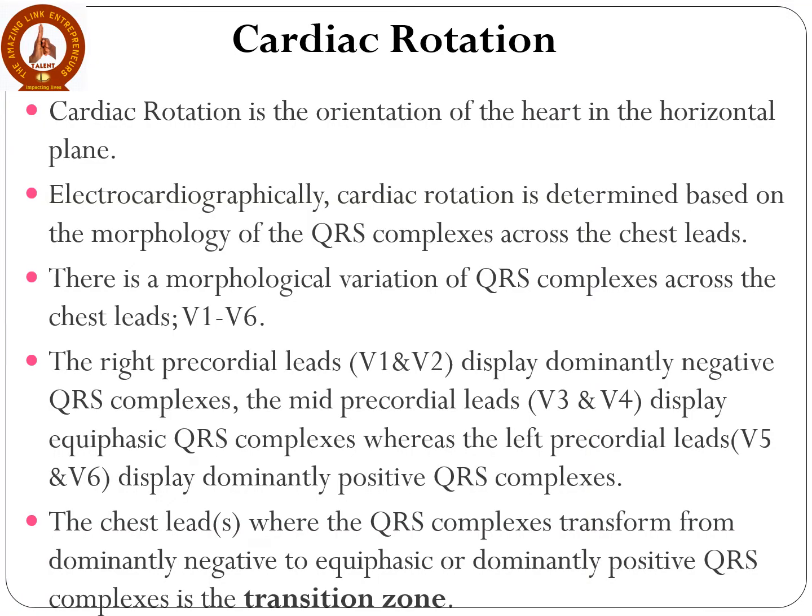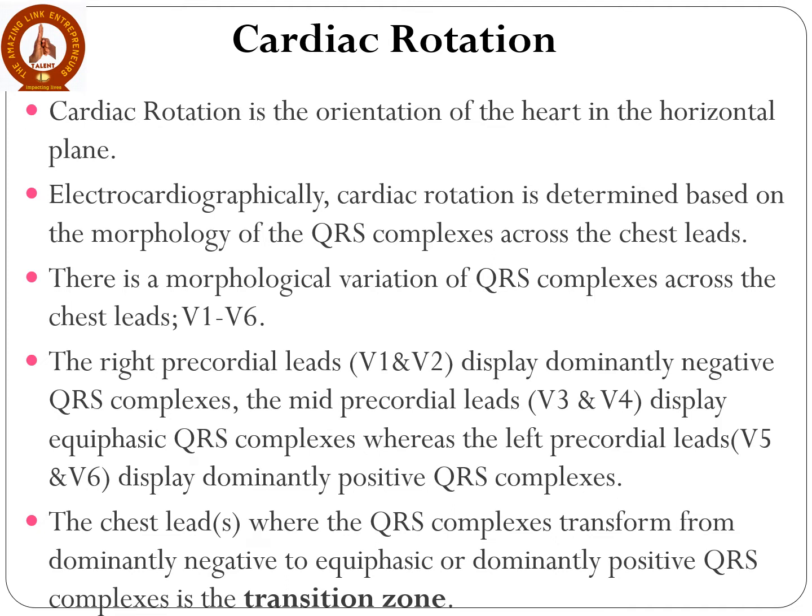What is cardiac rotation? Cardiac rotation is the orientation of the heart in the horizontal plane. Anatomically, cardiac rotation is the position of the apex of the heart in the horizontal plane as viewed from below the diaphragm. Electrocardiographically, cardiac rotation is determined based on the morphology of the QRS complexes across the chest leads.